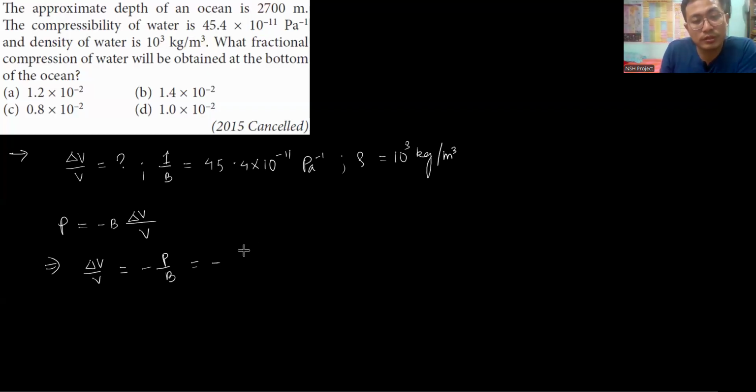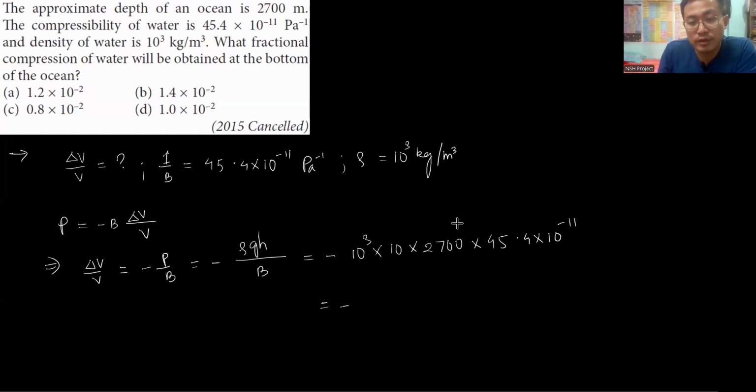Ignoring the minus sign, the pressure is given by the formula rho g h, divided by B. So this is equal to rho, which is 10 to the power 3, into g, which is 10, and h, the height, which is 2700 meter, into 1 upon B, which is 45.4 into 10 to the power minus 11.